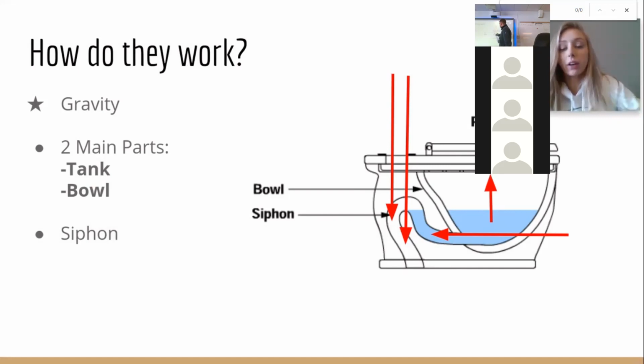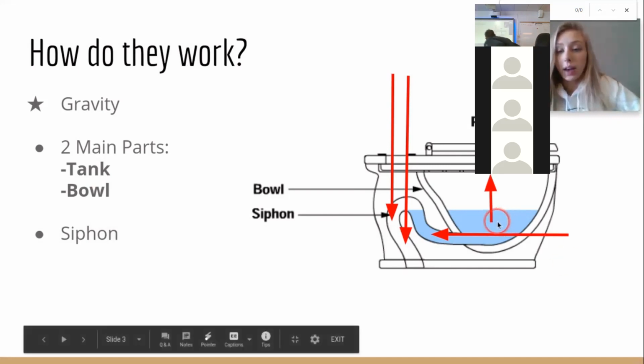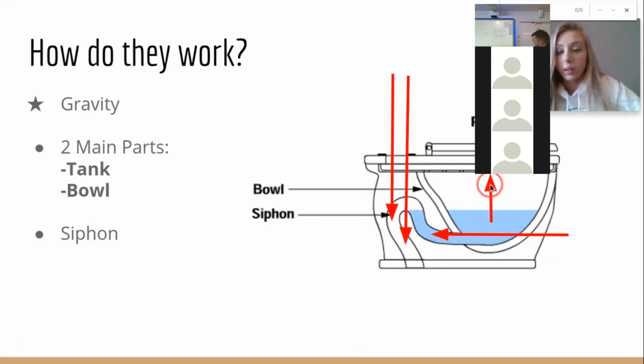So here I have a diagram. It's showing that this water is flowing up into the bowl. It's filling so much that it's pushing this existing water over this peak, and the gravitational pull is forcing this water down the tube.